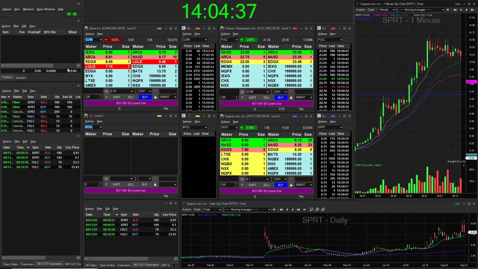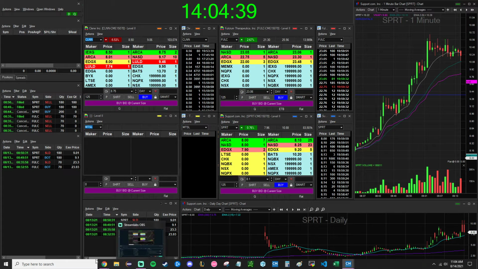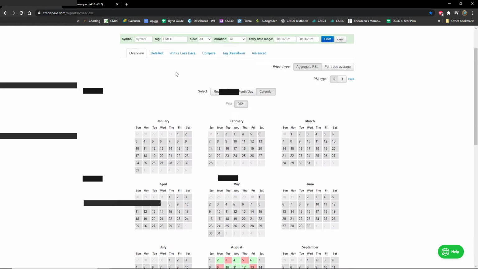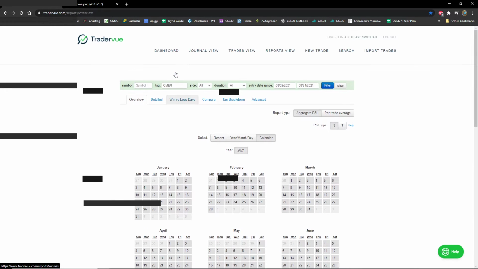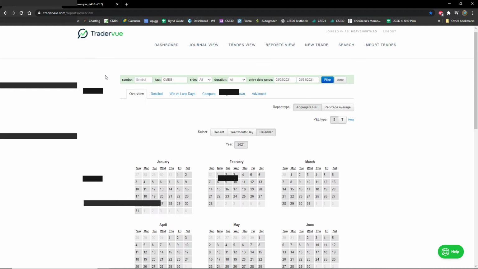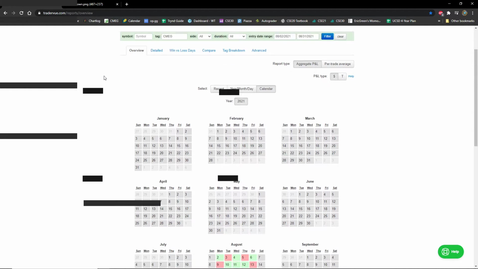And let's start moving into the stats. That's our P&L. We're down 64, and going into the stats here. So I use TraderView for my stat tracking. There's a lot of things you can do with it.